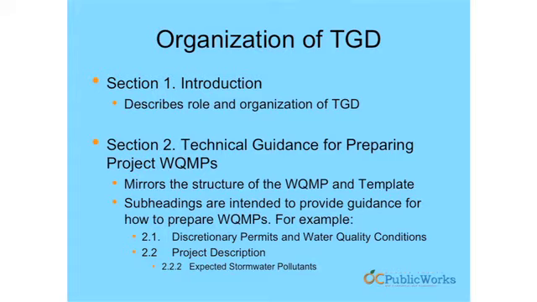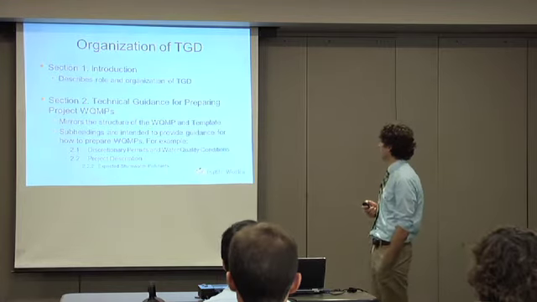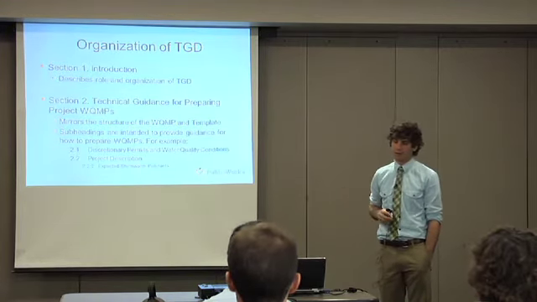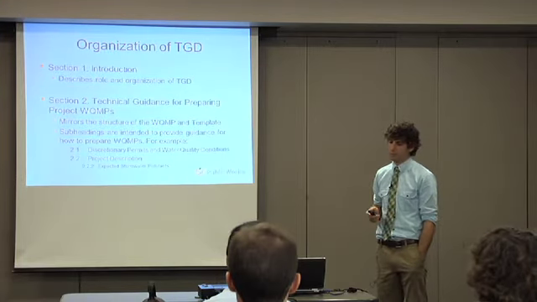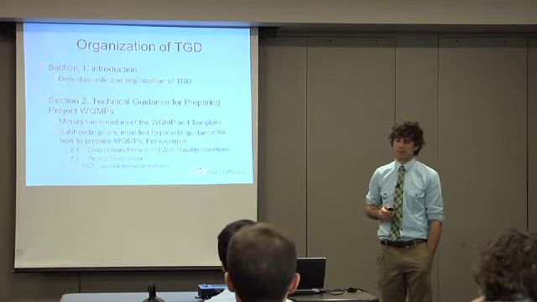Section 1, as with the model WQMP, just describes the role and organization. Section 2 mirrors the structure of the model WQMP. And so if you remember, Section 2 of the model WQMP talks about BMPs, what performance standards they need to meet, what feasibility obligations they need to describe, what site assessment and watershed assessment needs to occur. And so this is where you'll find more detailed information about how you evaluate a site relative to geotechnical considerations, what things you should be looking for, how you do a feasibility analysis to determine if infiltration is feasible.